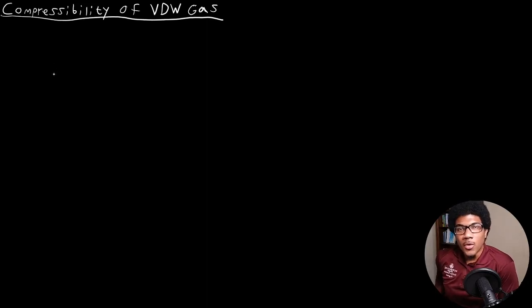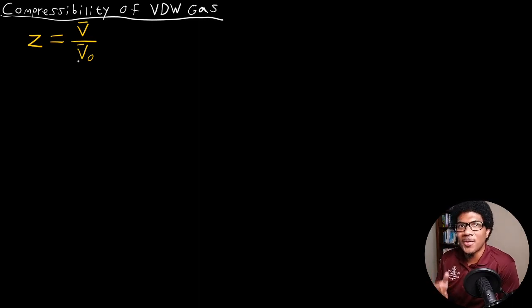In this video, we're going to look at the compressibility of a van der Waals gas. And by compressibility, I'm talking about the compression factor. We looked at this in a previous video, where the compression factor is just a ratio between the molar volume of a real gas and the molar volume of the ideal gas. So when you have a state equation that's supposed to define your real gas, you can quantify how much it deviates from ideal behavior by calculating this compression factor for your gas.